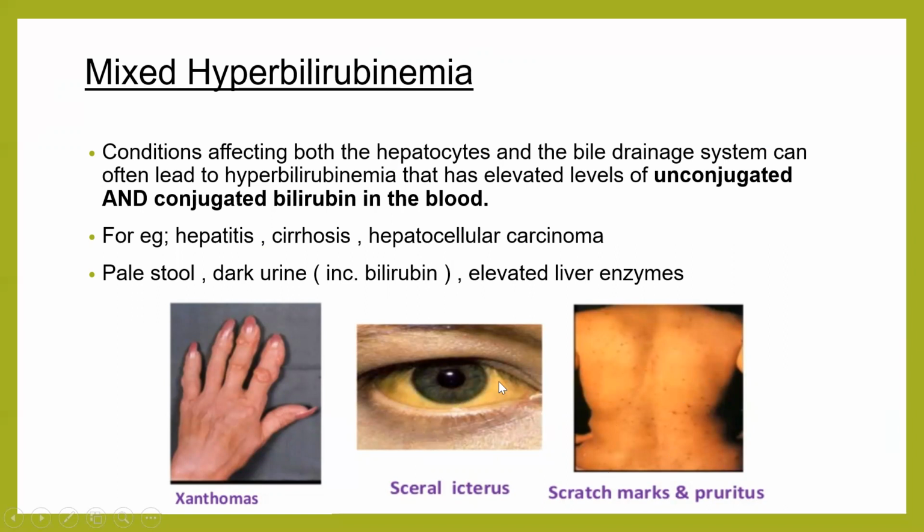Now, these are also some of the symptoms that can be seen in the case of jaundice. Typical signs we see are the yellowish color in the sclera, formation of xanthomas, and pruritus. Now, pruritus is mainly caused because of the release of bile acids in the blood, and bile acids are quite irritating to the nerves. So basically, people who have mixed hyperbilirubinemia or conjugated bilirubinemia, they have an intense urge to itch.